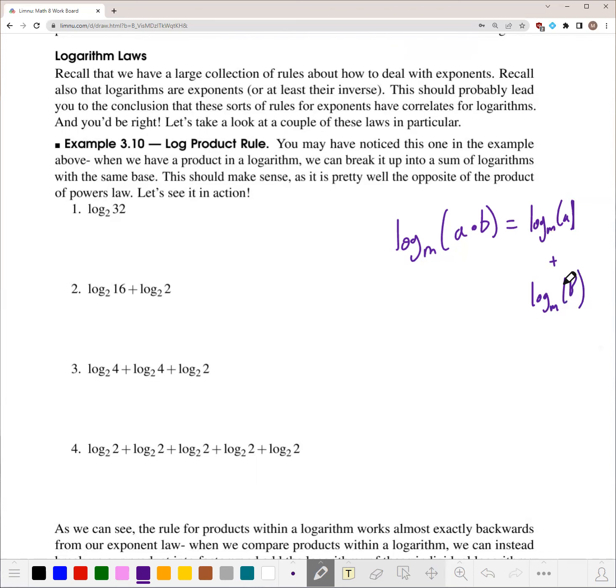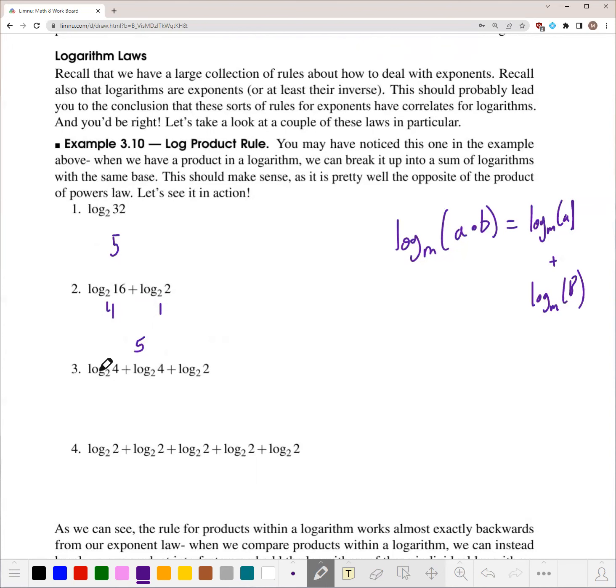Whoa, that's spicy. Let's prove that. All right, log base 2 of 32, of course, is 5. So that's a big deal. How about this? 16, well, that's 4, and this is 1. So if we add them together, that's 5. And 16 times 2 is 32. So that matches up. 4 times 4 is 16 times 2 is still 32.